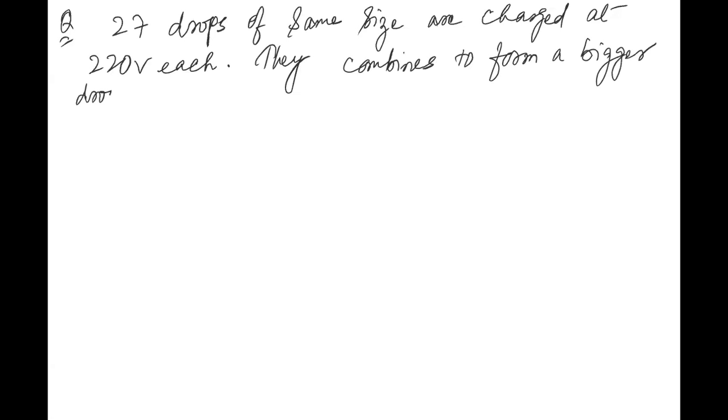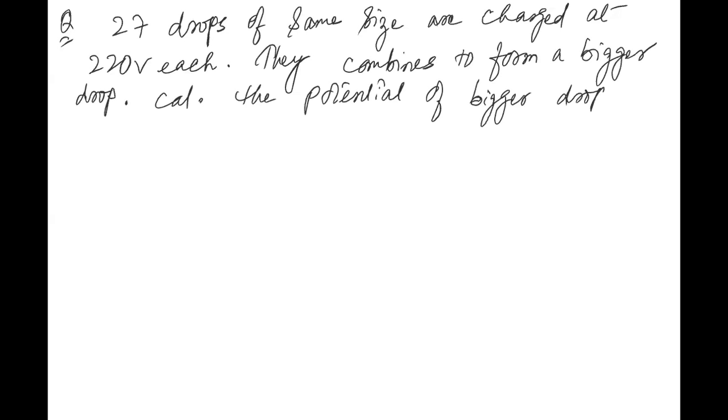ये सारे के सारे क्या कर रहे हैं? कंबाइन कर रहे हैं. क्या करने के लिए? एक बिगर ड्रॉप बनाने के लिए. कैलकुलेट द पोटेंशियल ऑफ बिगर ड्रॉप. ठीक है, बात समझ में आई? यहां तक क्लैरिटी है? मैं इसमें एक पॉइंट पहले तो बता दूं कि ड्रॉप कैन बी अज्यूम्ड एज ए स्फीयर.